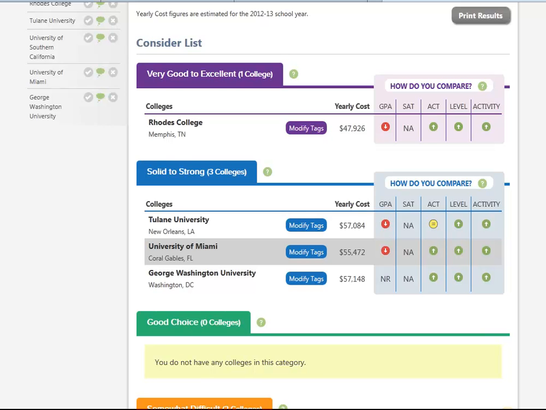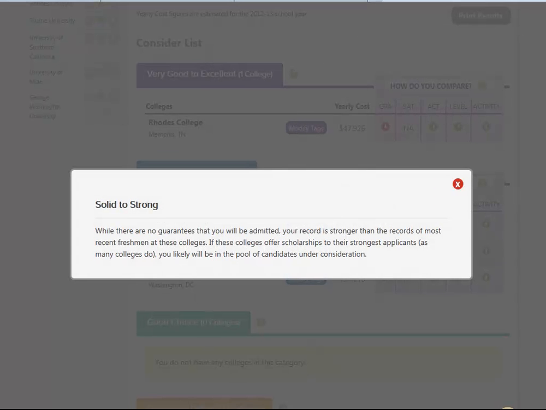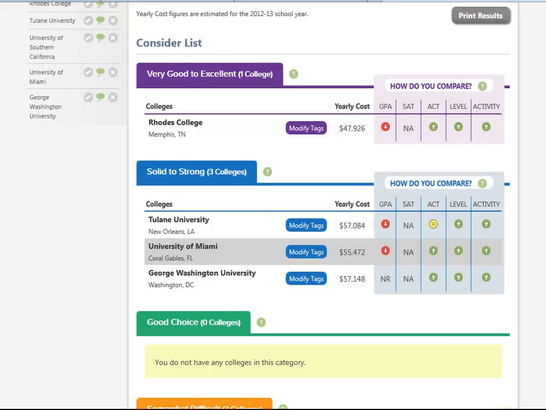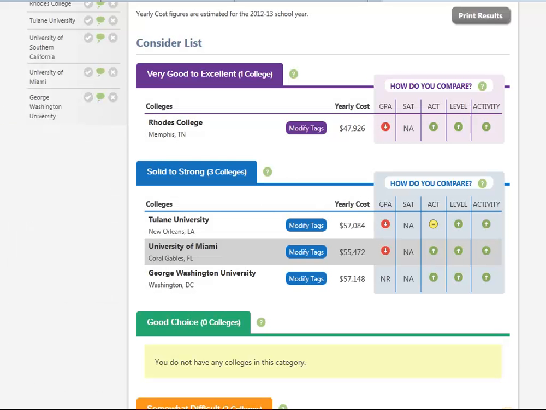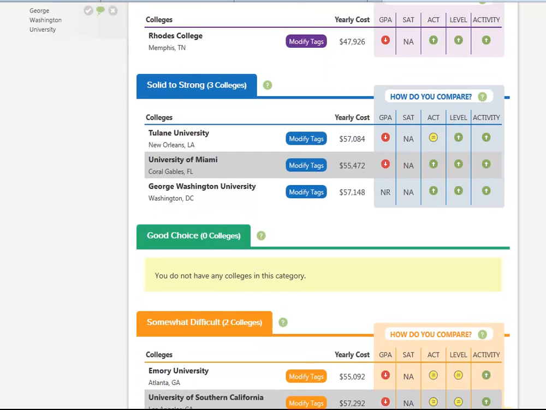Solid to strong means that her record is stronger than the records of most recent freshmen, and that record includes GPA, standardized test scores, the level of activities. Let's just take a look at this. That's what I love about the software. It's so easy. ACT scores, the level or the rigor of your high school courses, meaning honors and AP and that type of stuff, and the amount of activities that you participate in. So these are all things that are now, instead of just vague, they're quantifiable.